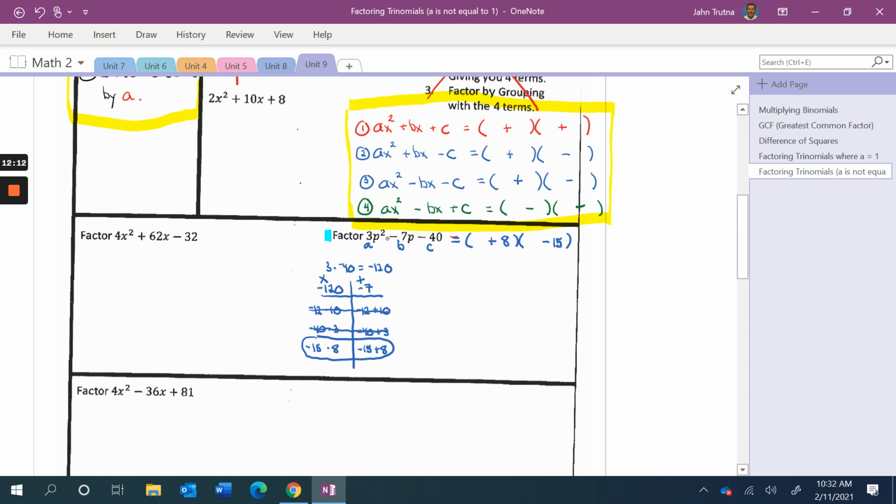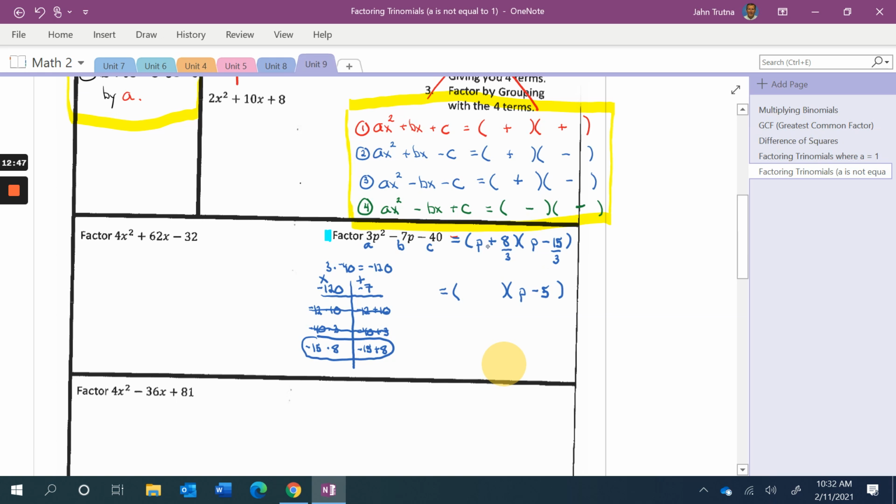And then remember, because my variable is a p, I'm going to have p plus 8 and p minus 15 for my factors. But I'm not done, because I had an a value that was not 1, I now need to divide both of these numbers by the a value. Divide both of the factors by 3, and that's going to set you up. So remember, here's the rule. When you divide, if the numbers divide evenly, go ahead and divide it. So that second quantity divides evenly. It becomes p minus 5.